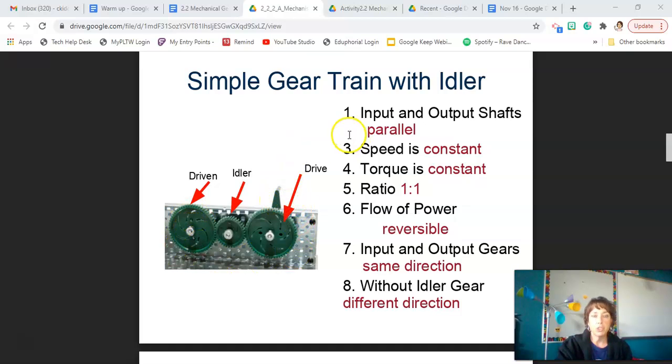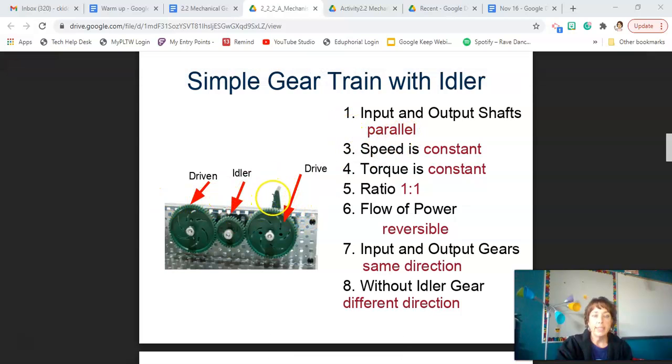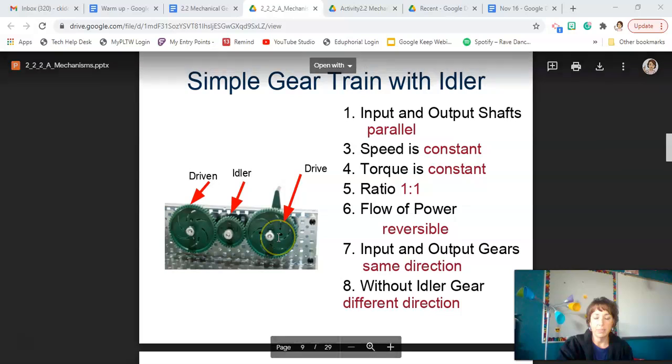Now if you notice, question number 2 is skipped here, but it's labeled right here in the picture. And this is the crank back here attached to this gear. Therefore, this is the drive gear. Okay? This is the idler gear. And this is the driven gear. It's the follower, okay? So the ratio is this one to this one, the drive and the driven. So it's 1 to 1 because they're the same size.